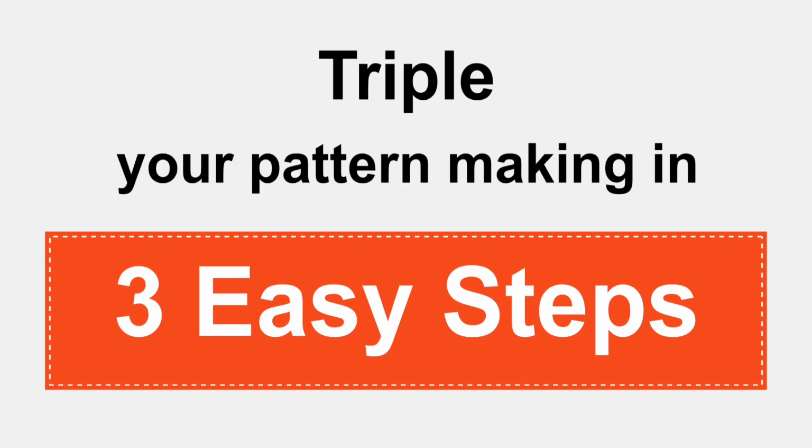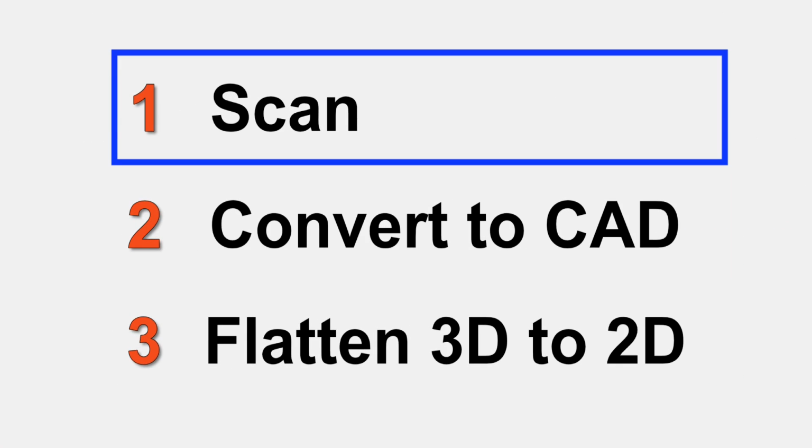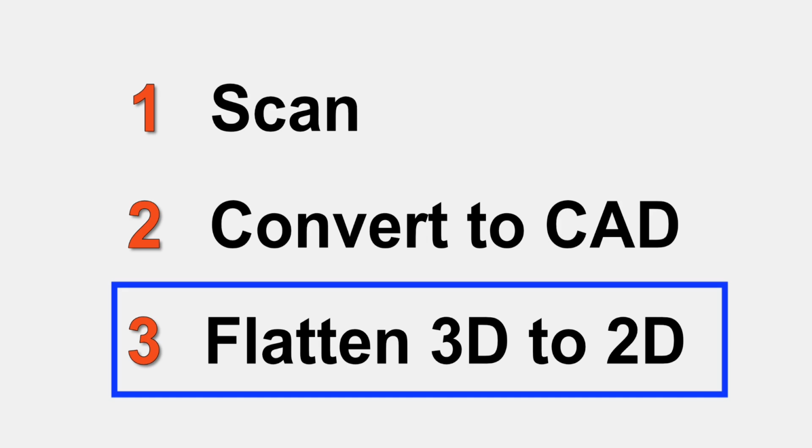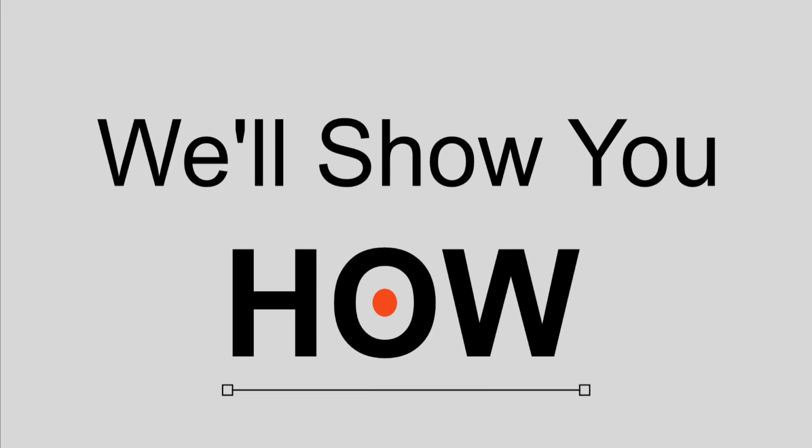Triple your pattern making in 3 easy steps. Step 1 is scan, step 2, convert to CAD, and step 3, flatten 3D to 2D. This is ExactFlat, scan to pattern, and we'll show you how.